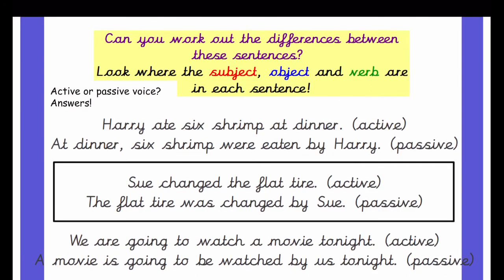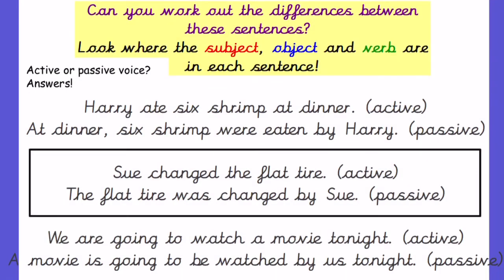Okay, here are the answers. So the first example, Harry ate 6 shrimp at dinner. At dinner, 6 shrimp were eaten by Harry. Now I'm looking for the verb. What's actually happening? He ate or they were eaten. So Harry is the person who's doing that. He's doing the eating. And what's the object of the sentence? 6 shrimp. And so I know the first one is active and the second one is passive, because the object comes first in the passive voice sentence.